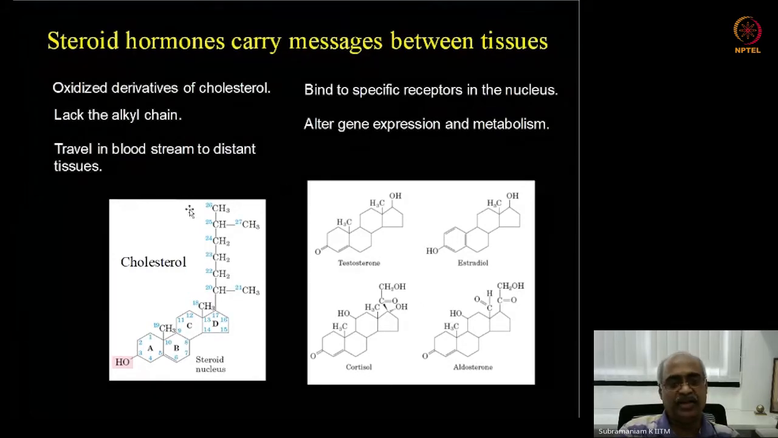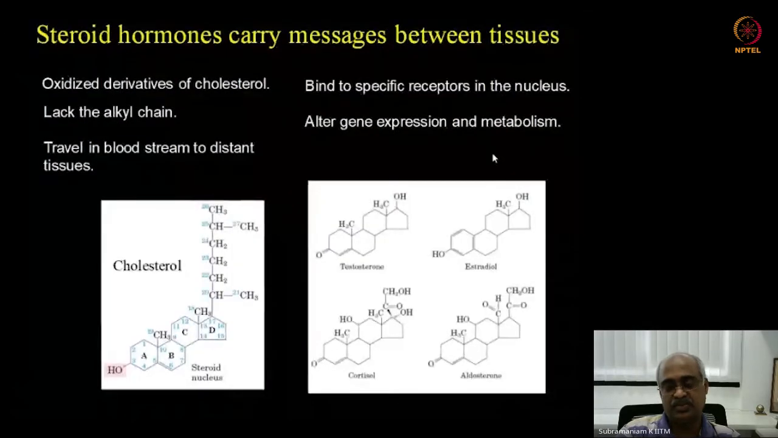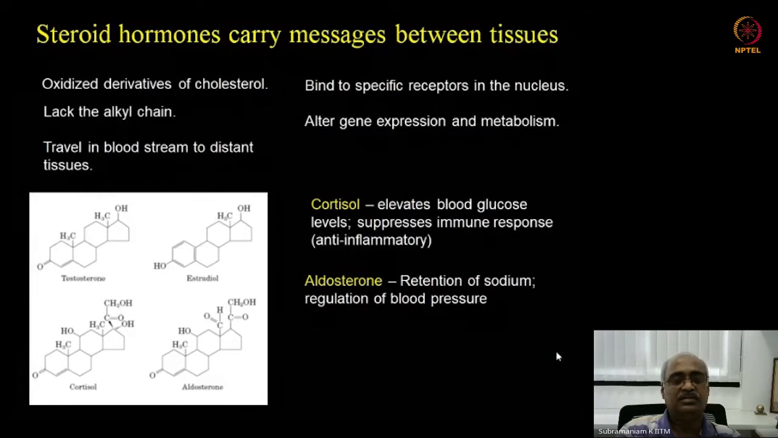And they do not have this long alkyl chain. Since these are hydrophobic, they can directly diffuse through the cell membrane and nuclear membranes and bind to transcription factor-like proteins in the nucleus and alter gene expression, and as a result finally have an effect on the metabolism. So this is what I just finished telling you without coming to this slide.